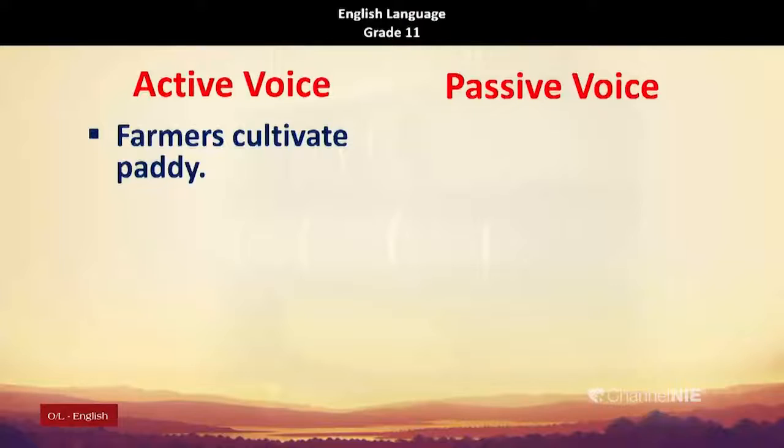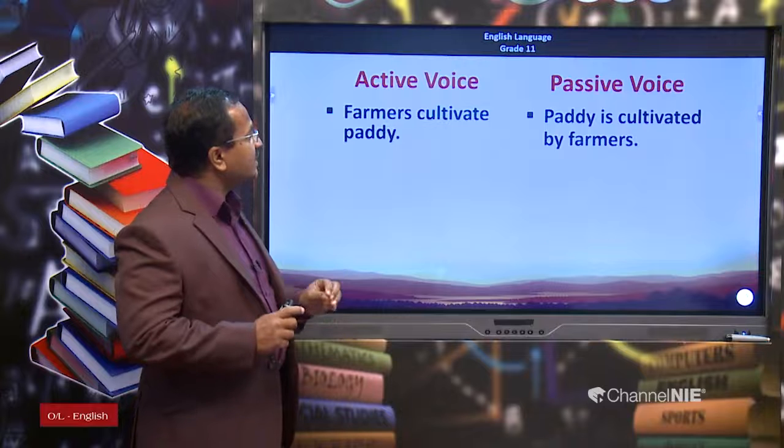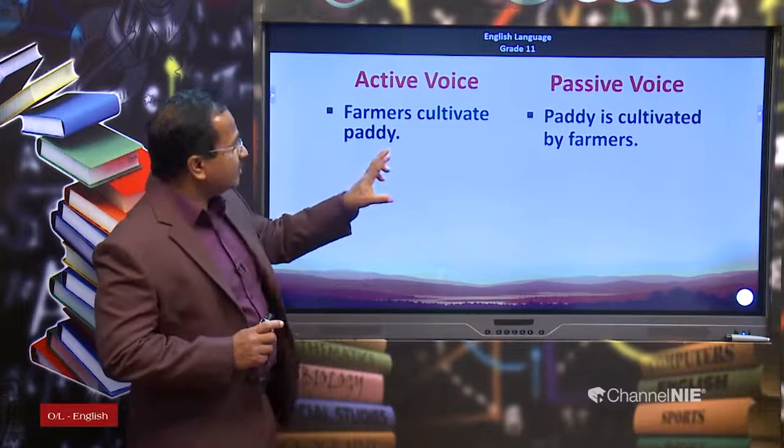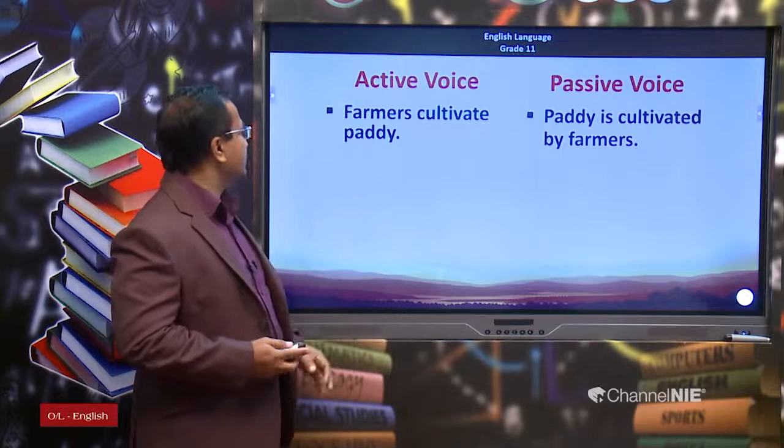The passive voice. Look at this sentence. Farmers cultivate paddy, and paddy is cultivated by farmers. When you look at the active voice sentence, you can understand that the subject or the doer does what is given in the verb. And when you observe the passive voice sentence, it reveals to the reader what is done to the subject. The verb reveals what happens to the subject.